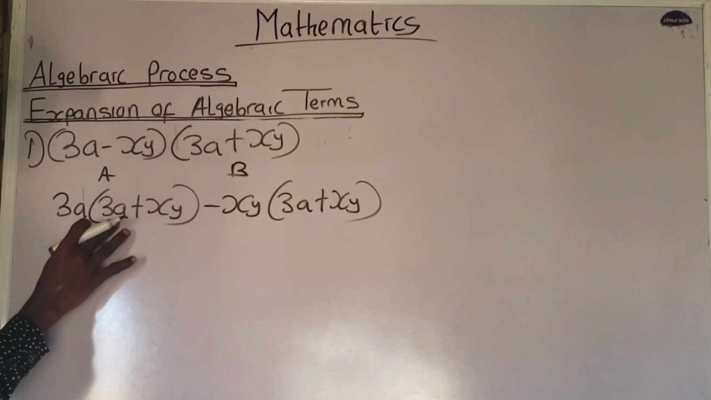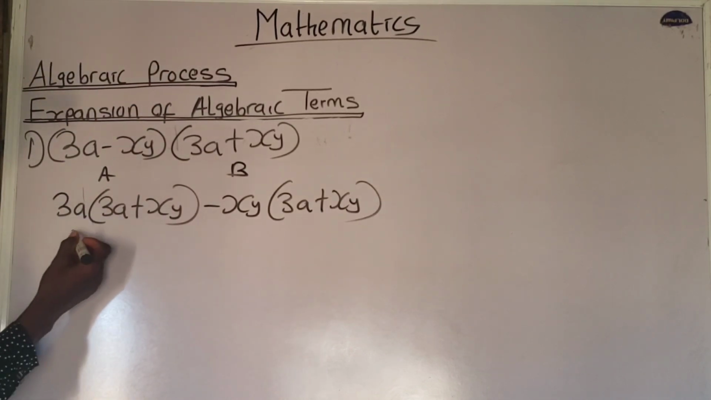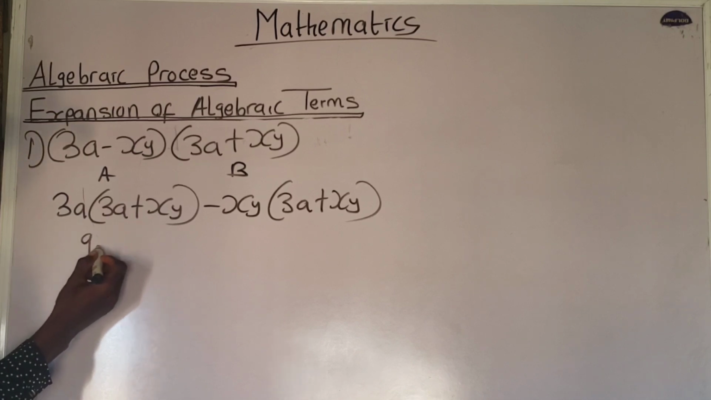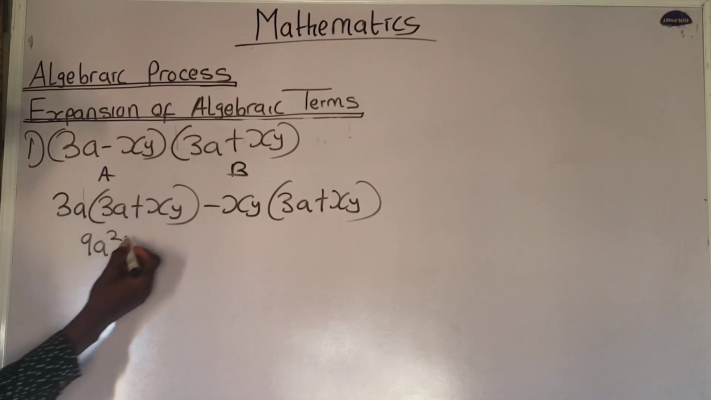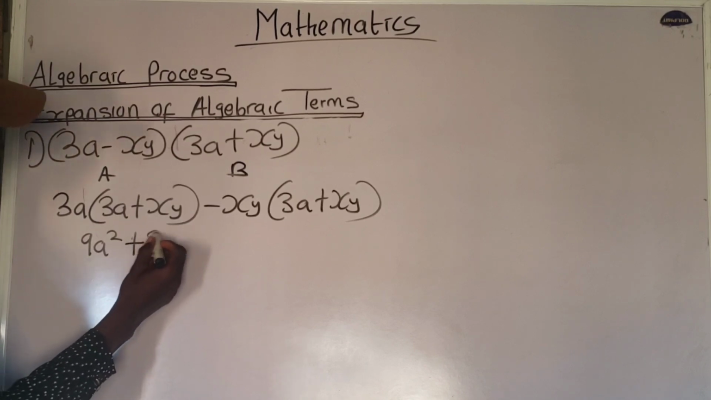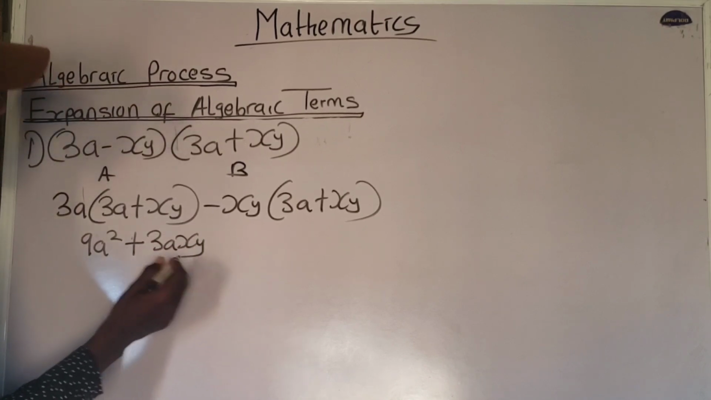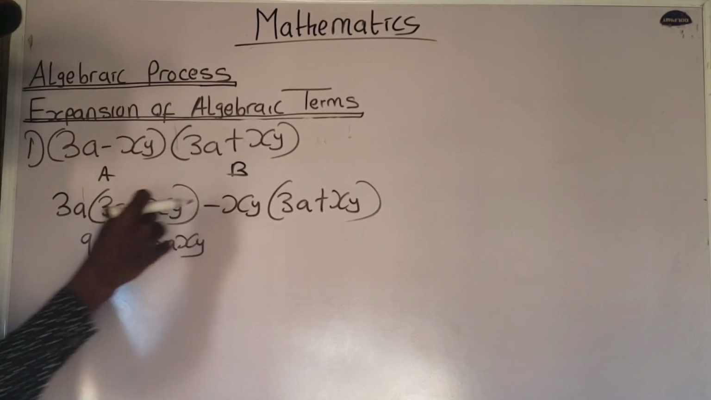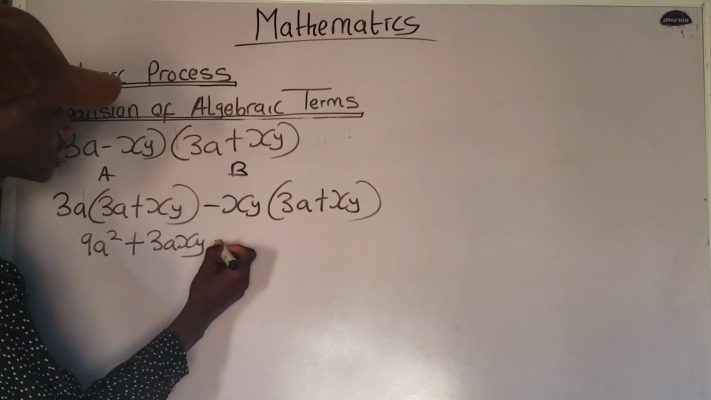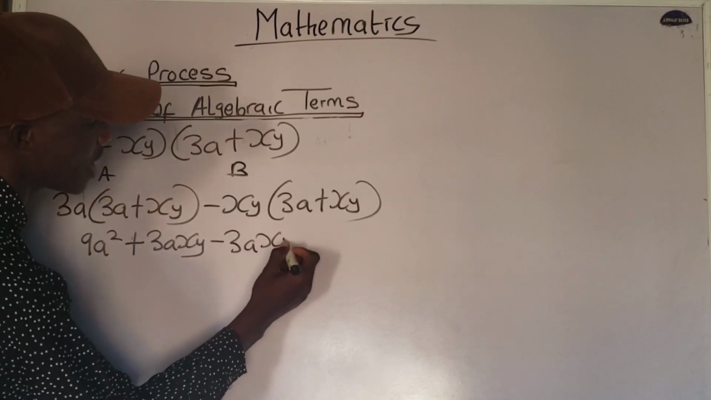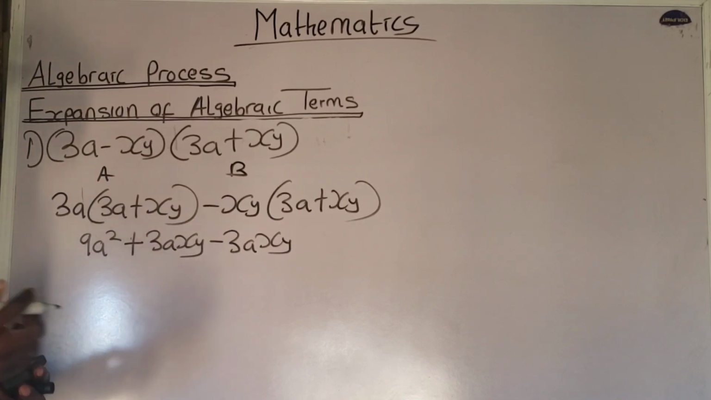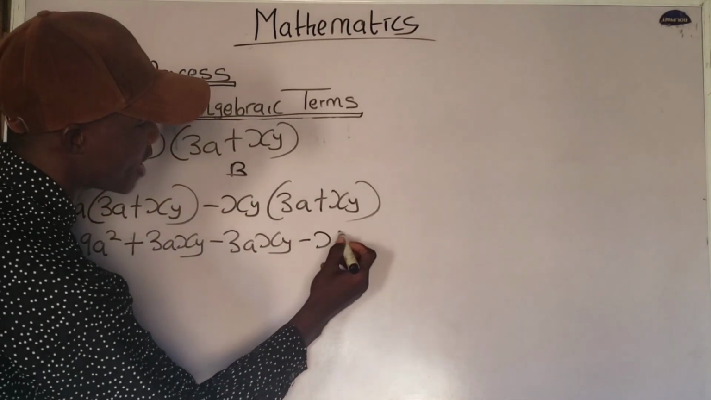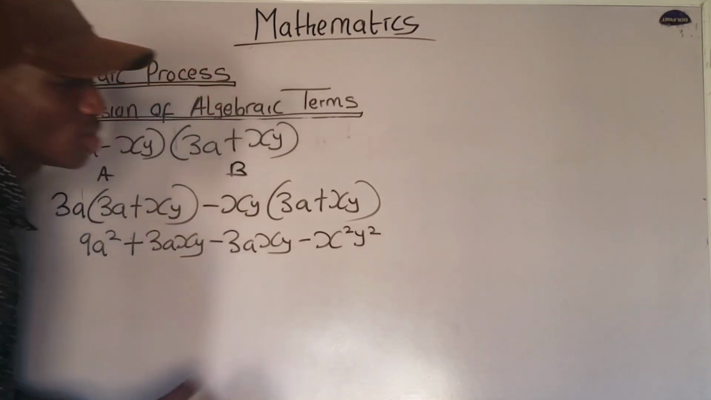We're going to have 3a multiplied by 3a. That will give us what? 9a squared. 3a multiplied by xy, that will give us what? Positive 3axy, and negative xy multiplied by 3a, that will give us what? Negative 3axy, and negative xy multiplied by positive xy, that will give me negative x squared y squared. Do you understand?